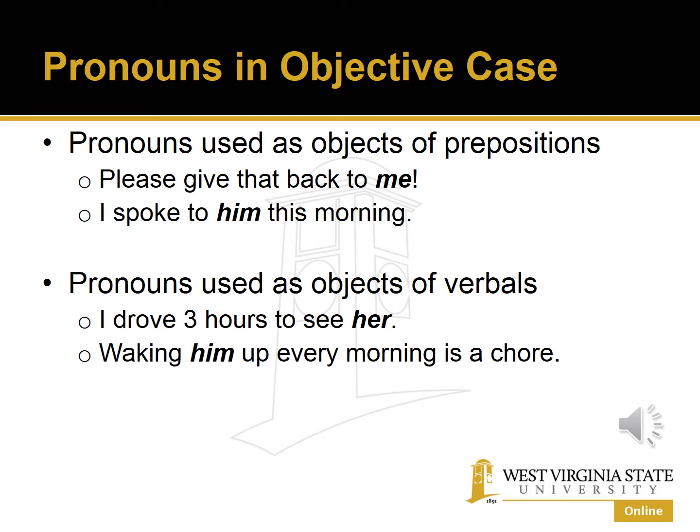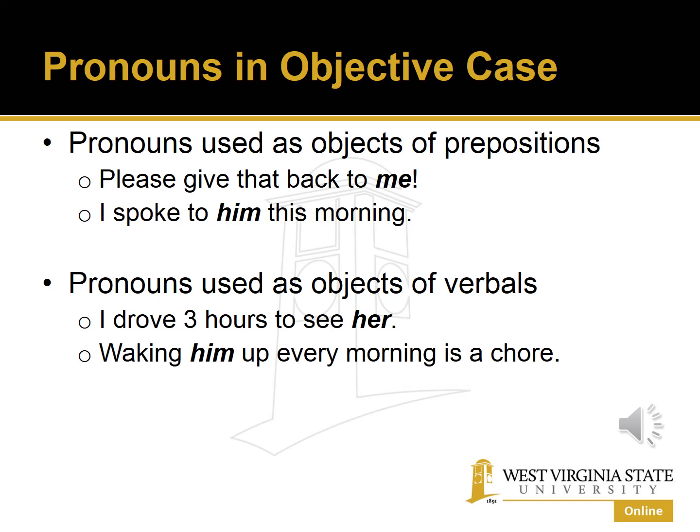Another use of pronouns in the objective case is when a pronoun is used as the object of a preposition. So, for example, please give that back to me. Me is the first person objective case, and it is the object of the preposition to. I spoke to him this morning. Again, him is the objective case, third person singular masculine, and it's the object of the preposition to.